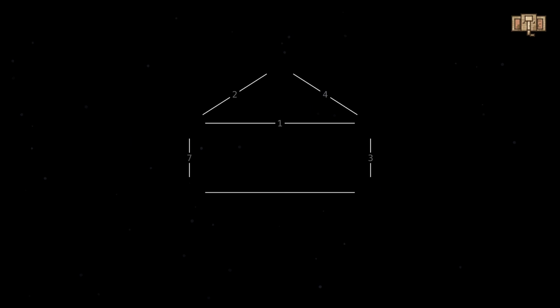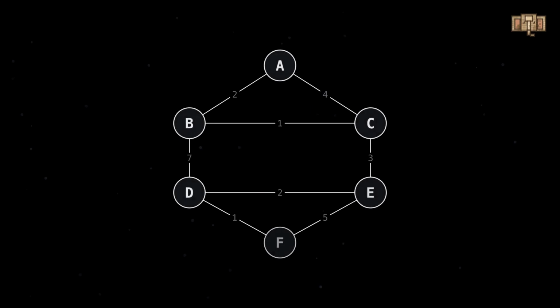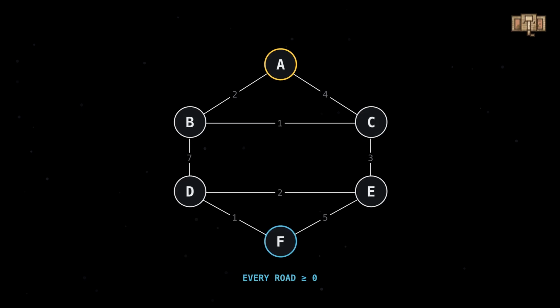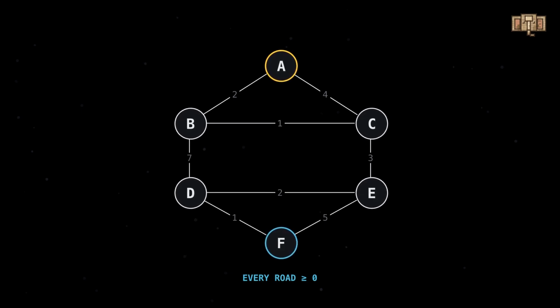Here is our concrete example. 6 cities, 8 roads, each with a length. We start at A. We want the shortest distance to every city. To F, most of all. One condition makes this work. Every road must be 0 or longer, never negative.